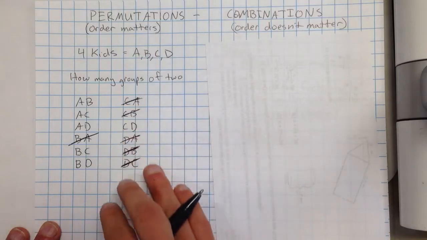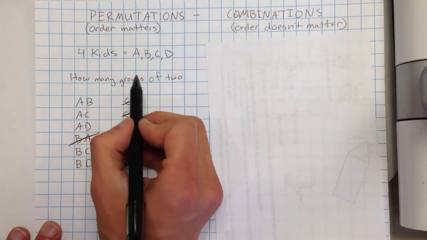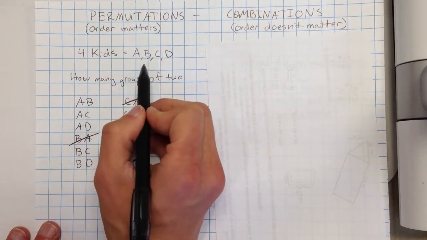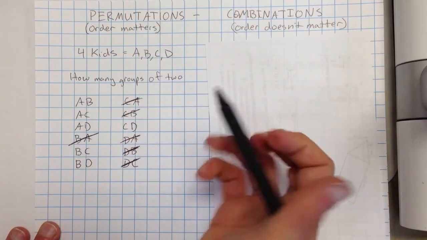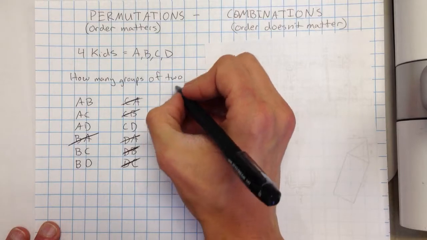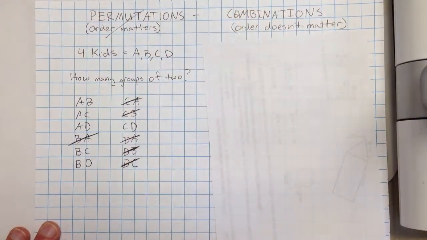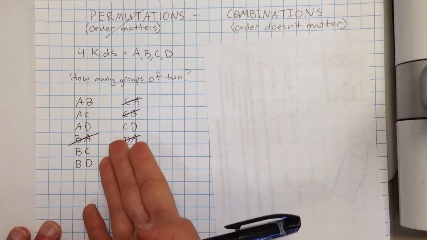If we were looking at a permutation, right, we would have groups of 2. So we would start with 4 kids to choose for the first person, and then times 3, which would give us 12. However, right here, we're seeing there's actually really 6. So this is not a permutation, because order doesn't matter here.